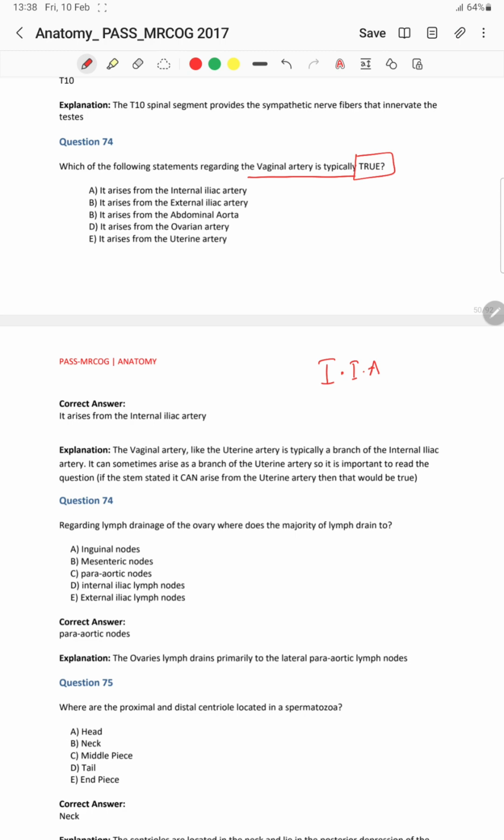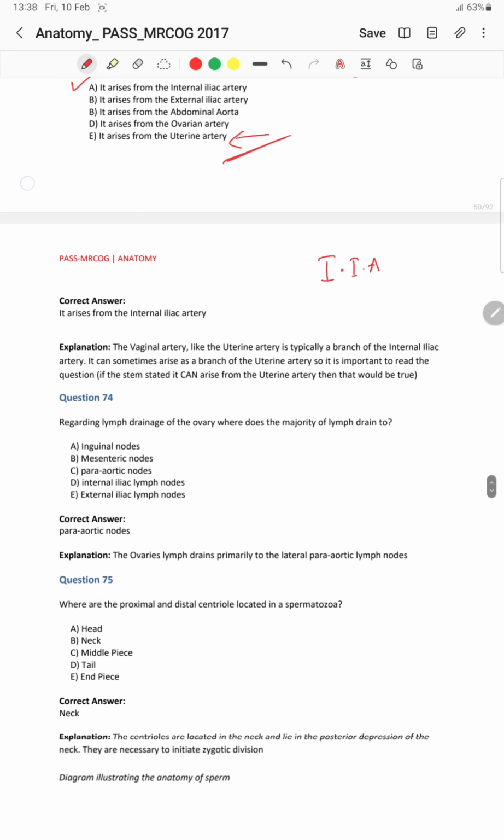so they are the branch of the internal iliac artery, and it can also arise from the uterine artery. It is important when you read the options that they arise from the internal iliac artery. That option is correct here because the internal iliac artery is present. But if the option of the internal iliac artery is not present, then you have to point out the uterine arteries, because sometimes they do arise from the uterine artery.